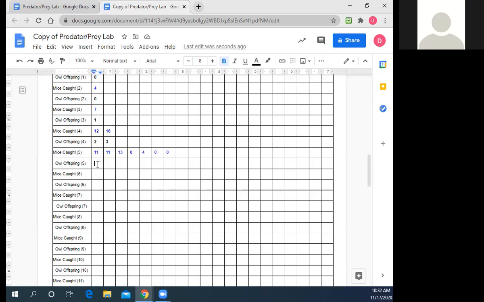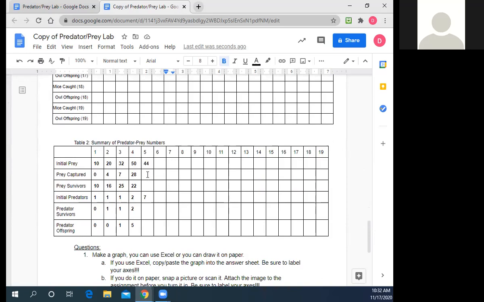So let's go through and do our owl offspring. We see owl 1 will have 2, owl 2 will have 2, owl 3 will have 2. The other owls don't get to have any. And then we see 1, 2, 3, 4 of those owls survived. So let's go fill out our table.